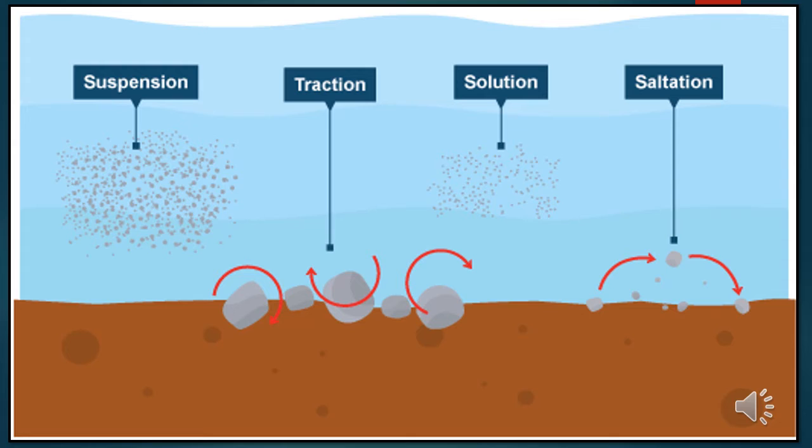And it's quite simple. The bigger the material, the more energy is required. Okay, so you've got your solution, your tiny dissolved ones, which doesn't actually need any energy, just needs chemical reaction. Suspension needs the least energy because it's only carrying little tiny things. Saltation needs a bit more energy because it's got bounce, medium-sized sediment, and then traction needs the most energy because it can only roll big sediment. Okay.